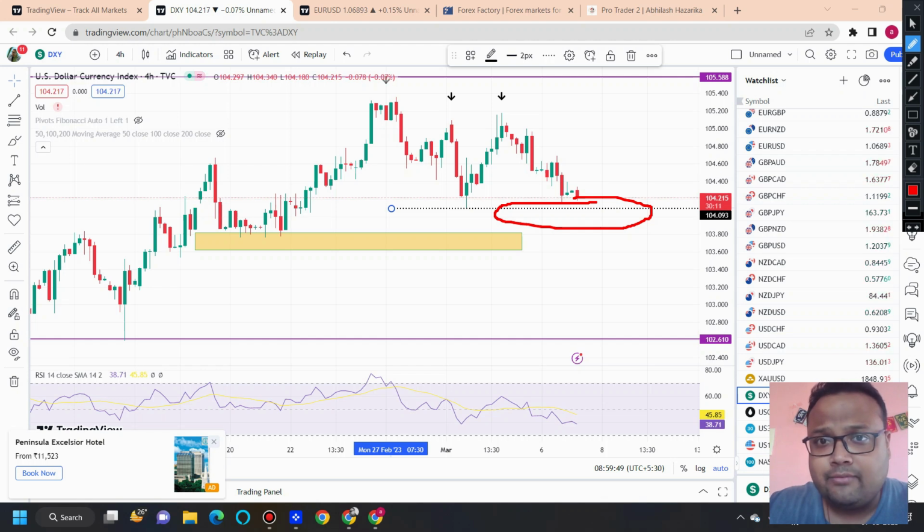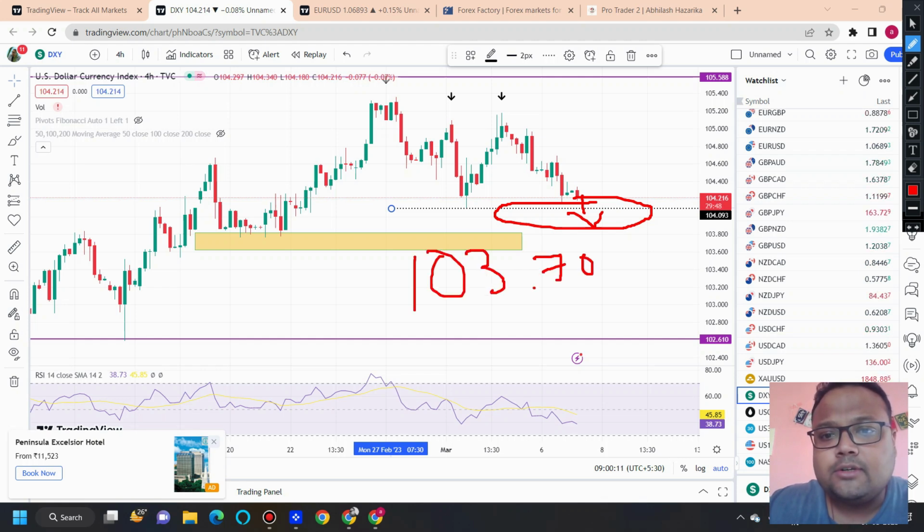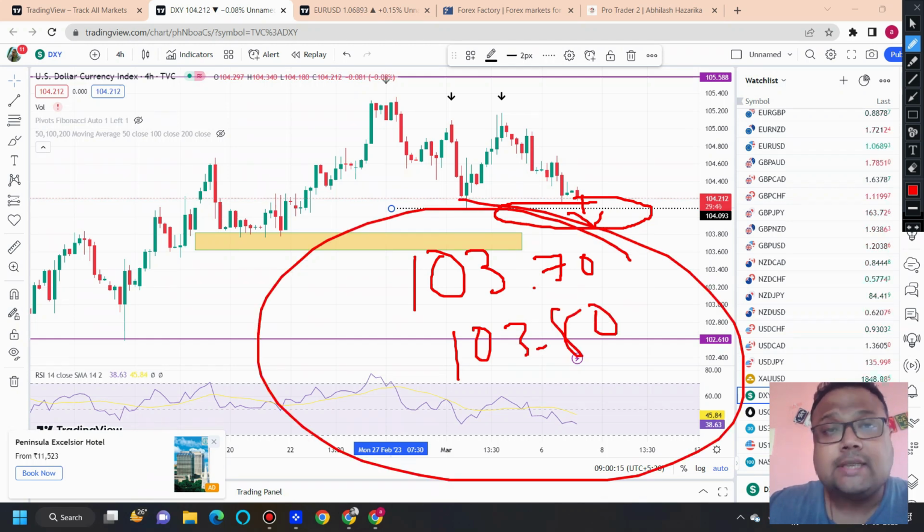Okay, previous support of 104.10, but the previous support is not a very strong support. If the volatility of the market is very low during the day, then you can expect the market to take support somewhere around this level. But from this particular level, without much volatility, you cannot expect a proper bounce. And if this level fails, then we have the next support around 103.70 to 103.80. This is the next support on DXY for the day.